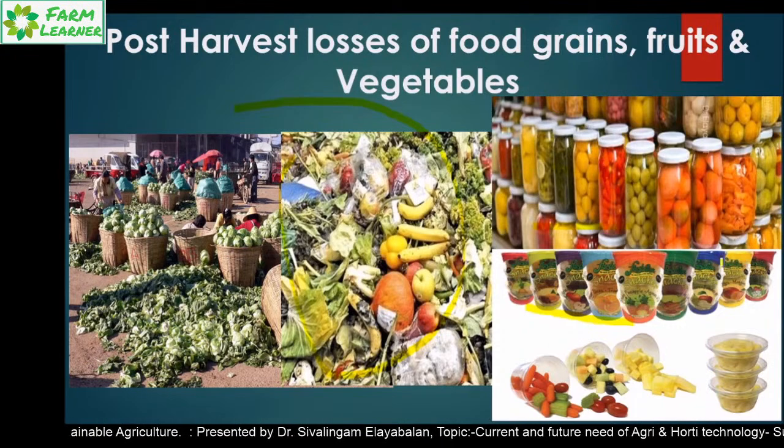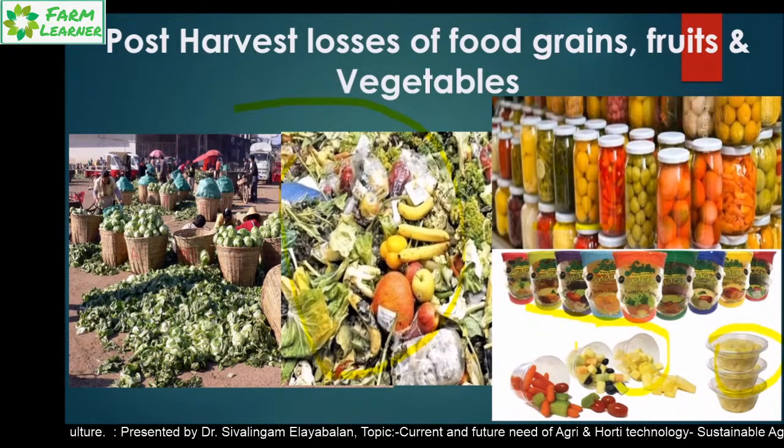technology, storage methods, extending shelf-life methods, and should learn and sell their products in the off-season, so that the return will be more. So everyone should know about post-harvest losses and post-harvest processing technology for making pickle, jam and jelly. This is also very, very important for sustainable life and sustainable agriculture.